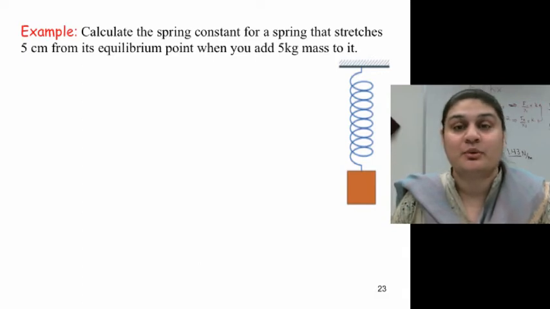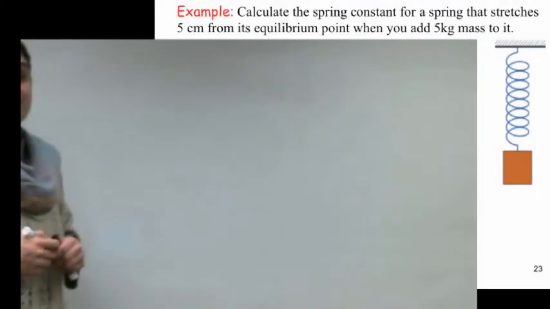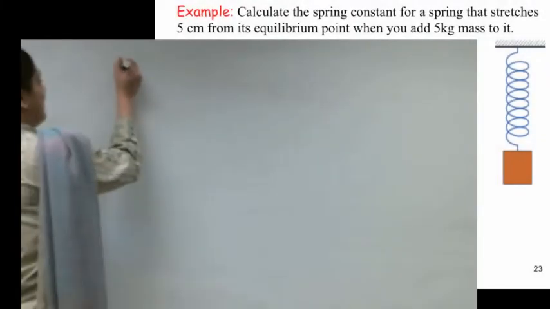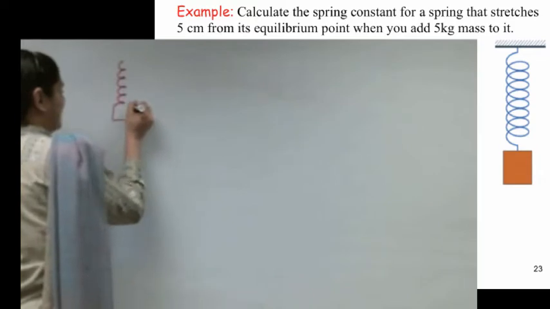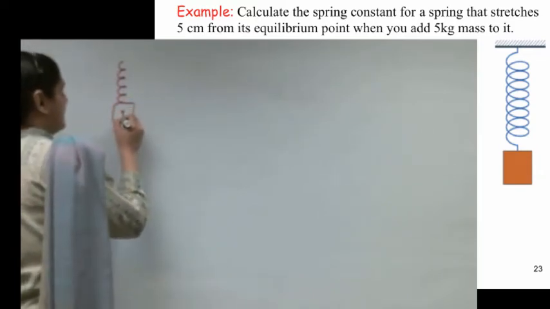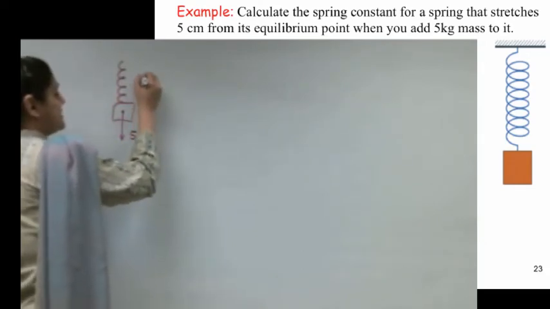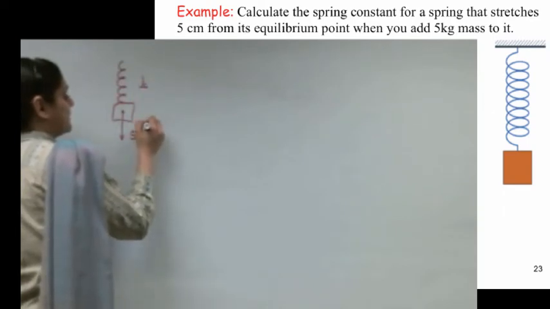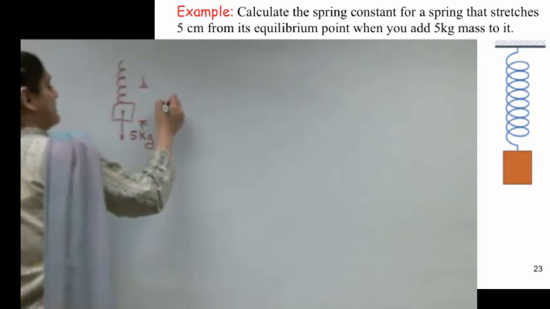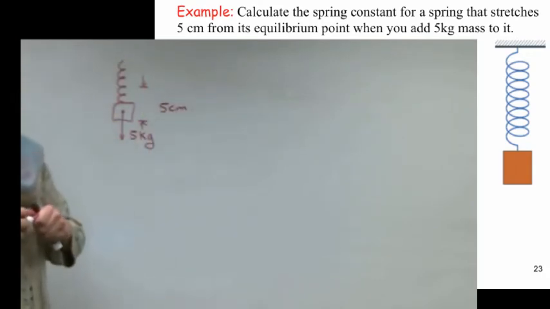So now this problem says calculate the spring constant for a spring that stretches 5 centimeters from its equilibrium point when you add a 5 kilogram mass to it. As always, I am going to start with my free body diagram, or at least draw my diagram. It says that it stretches, so with my mass that's attached to it, which is 5 kilograms, it stretches a distance of 5 centimeters. So what will the spring constant be?